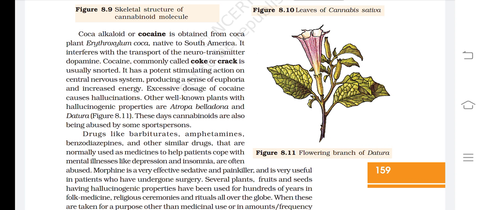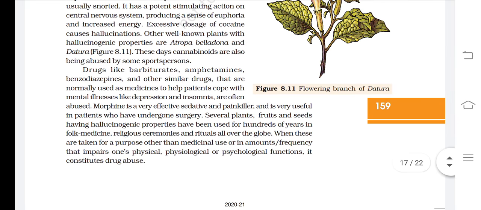These days, cannabinoids are also being used by some sports persons. Drugs like barbiturates, amphetamines, benzodiazepines, and other similar drugs that are normally used as medications to help patients cope with mental illness like depression and insomnia are often abused. Morphine is a very effective sedative and painkiller and is very useful in patients who have undergone surgery.